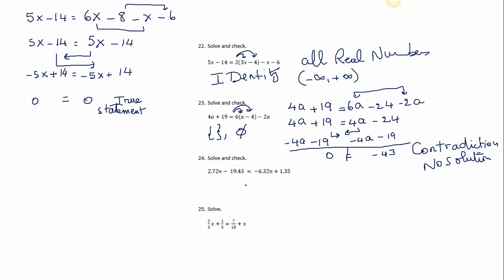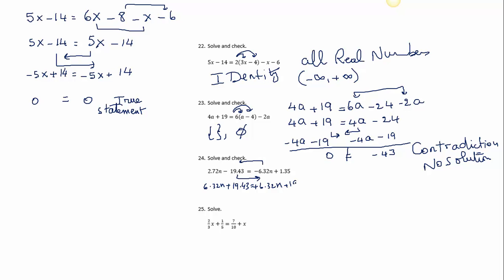Okay, now we're dealing with decimal numbers, that's fine. We can do the same. So the first thing I'm going to do, I'm going to move the n term to the left and then move this constant to the right. To do that, I'm going to add the opposite of 6.32n to both sides. So this way I move the negative 6.32n to the left. To move the negative 19.43 to the right, I'm going to add its opposite to both sides.